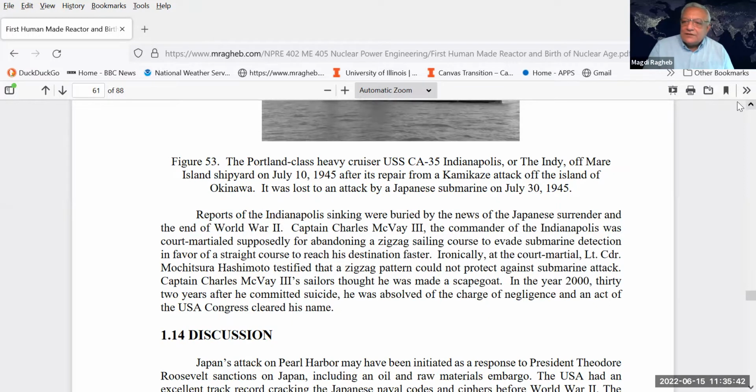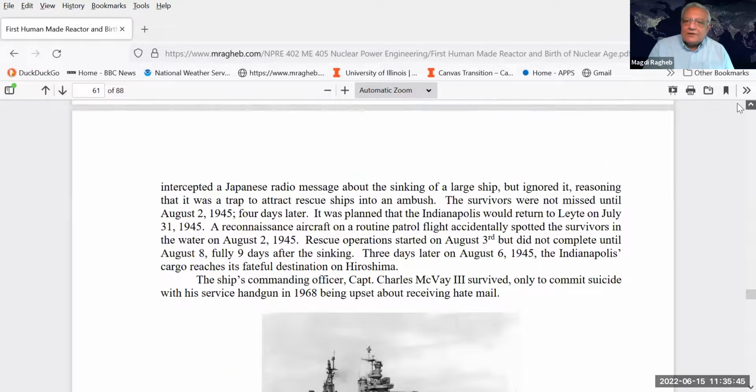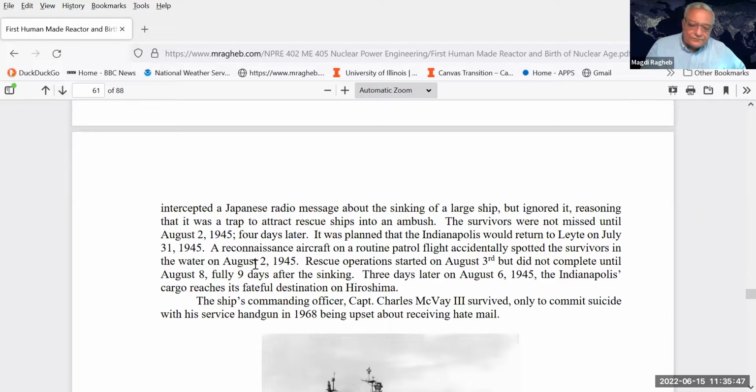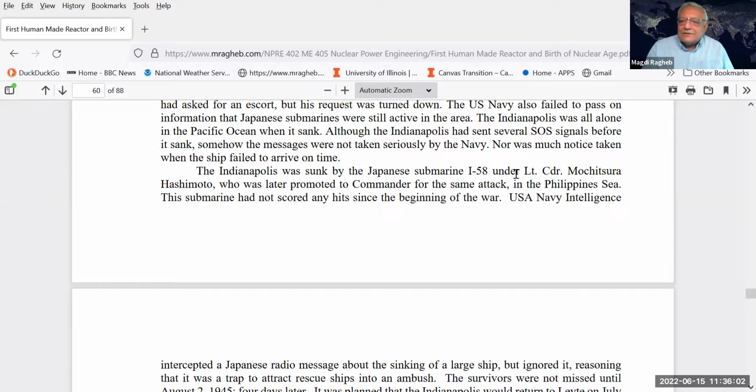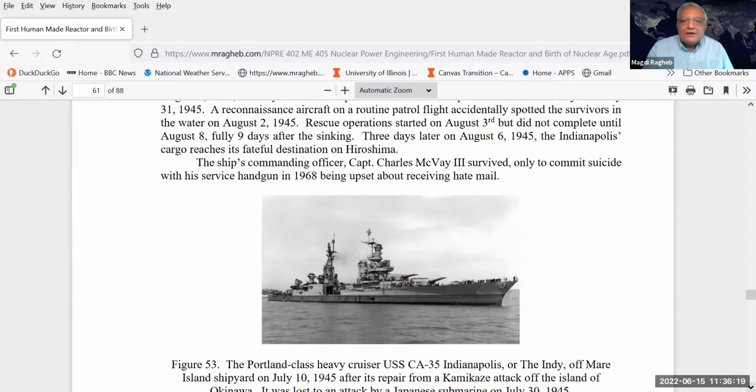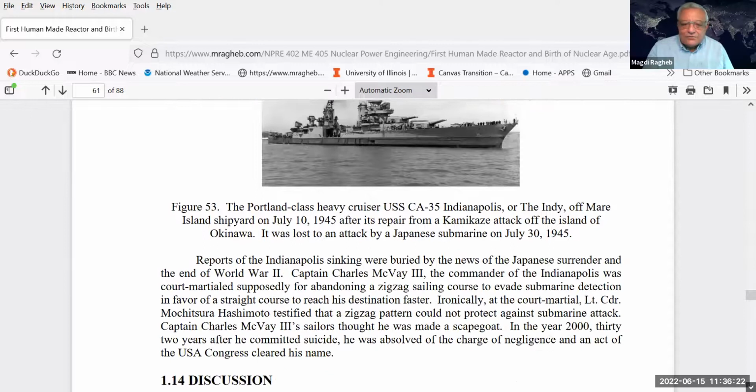The captain of the Japanese submarine certified basically that his exact pattern would not have saved the situation. The submarine was a Japanese submarine, I-58, under Lieutenant Commander Mochitsura Hashimoto. The submarine had not scored any hits since the beginning of the war, but he testified that it could not have changed the situation.